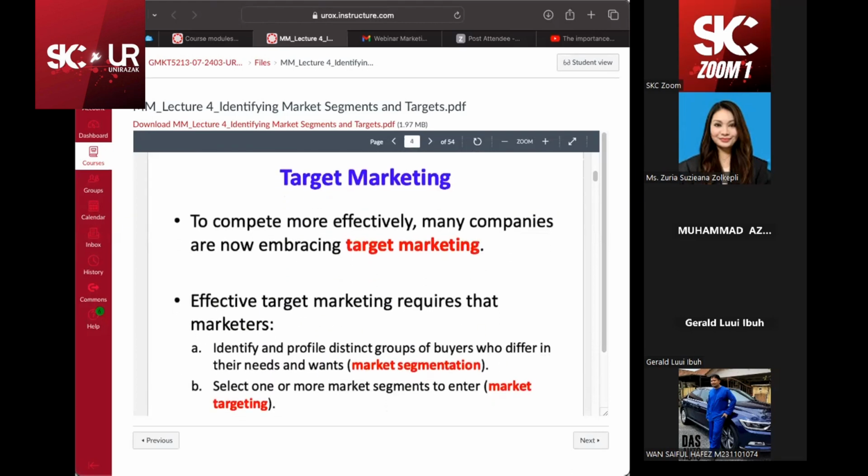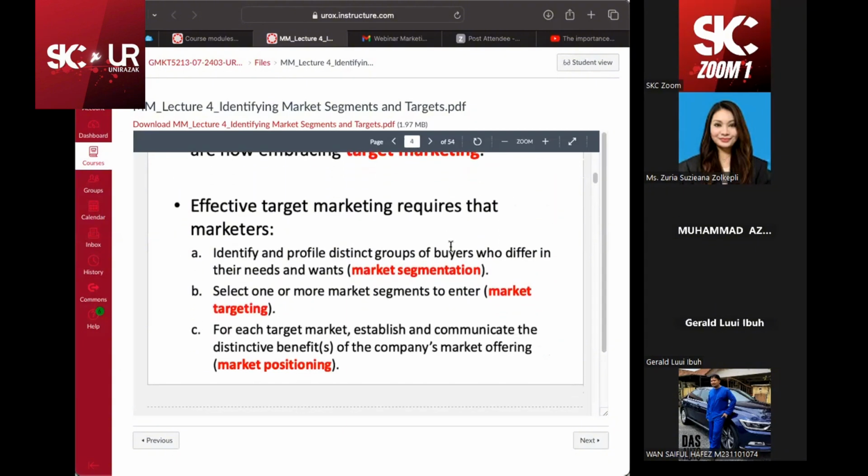So effective target marketing requires the marketer to identify the profile of distinct groups of buyers who differ in their needs and wants, which we call market segmentation. And then select one of these market segments to enter. This is what we call market targeting. And then for each target market, establish and communicate the distinctive benefit of the company's market offering. This is market positioning. Market positioning means that you know your company's, your brand's identity, so you know where to position yourself among your competitors.